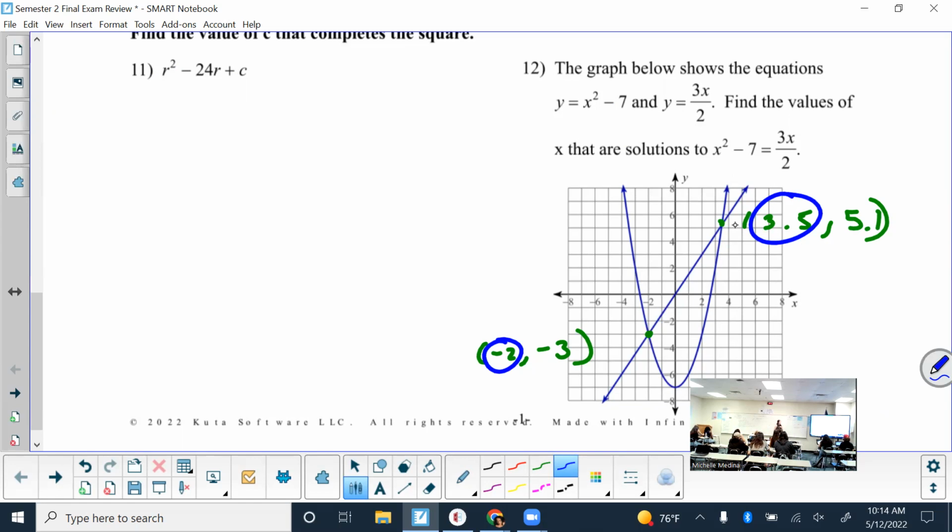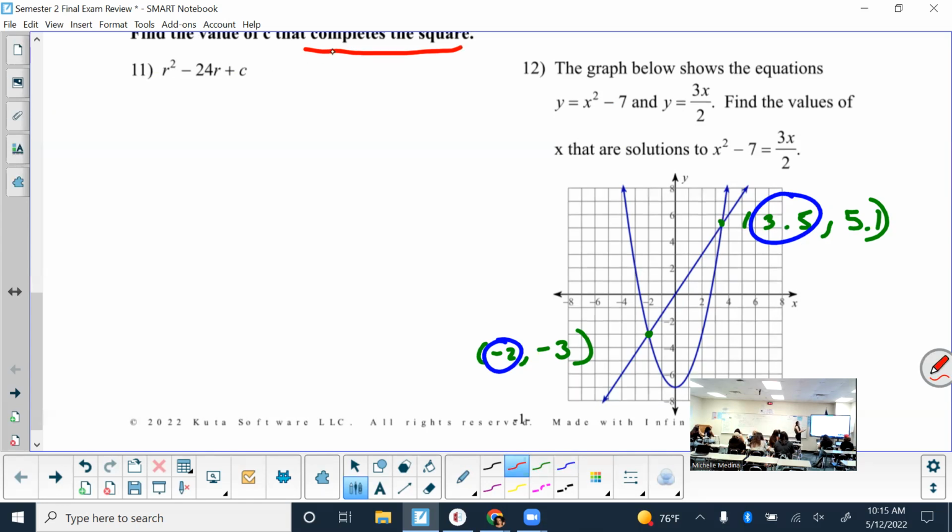All right, other ones from the review. 11. All right, so find the value of c that completes the square. So this is a good one to go over because I think even though we went through all the steps before, people don't understand the part that is the actual completing the square. So initially, what we have is something we can't really factor. So the completing the square makes it so that it's factorable.